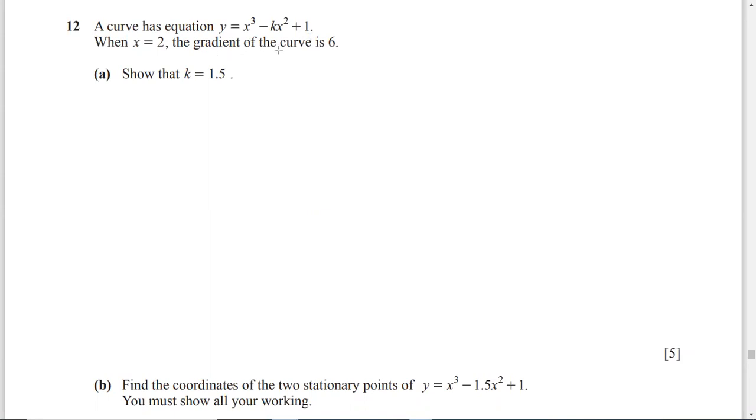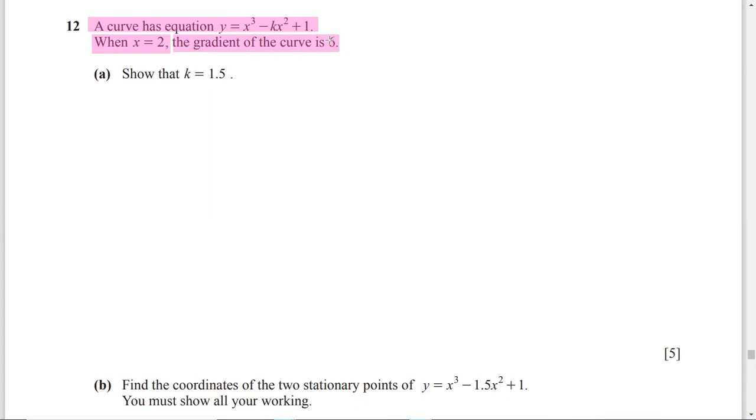Our topic today is differentiation. According to the problem, a curve has equation y is equal to x cubed minus kx squared plus 1. When x is equal to 2, the gradient of the curve is 6, because it is a cubic equation and at different points the gradient is different. But at x is equal to 2, it is given that the gradient is 6.